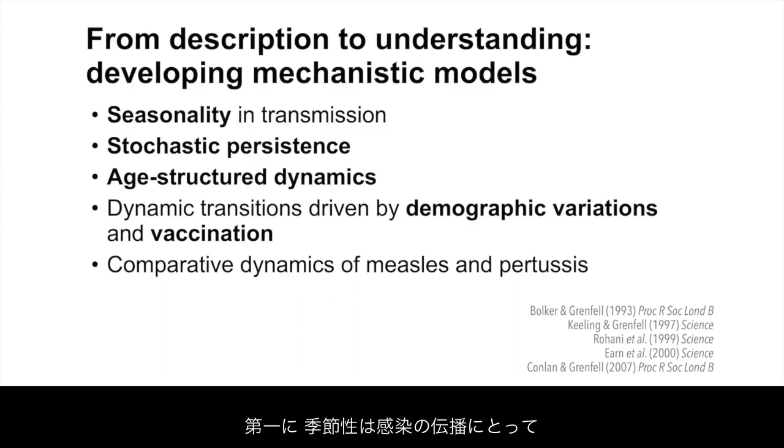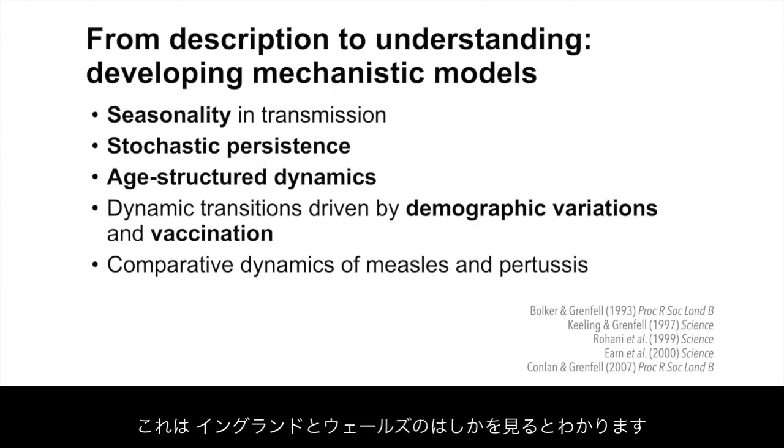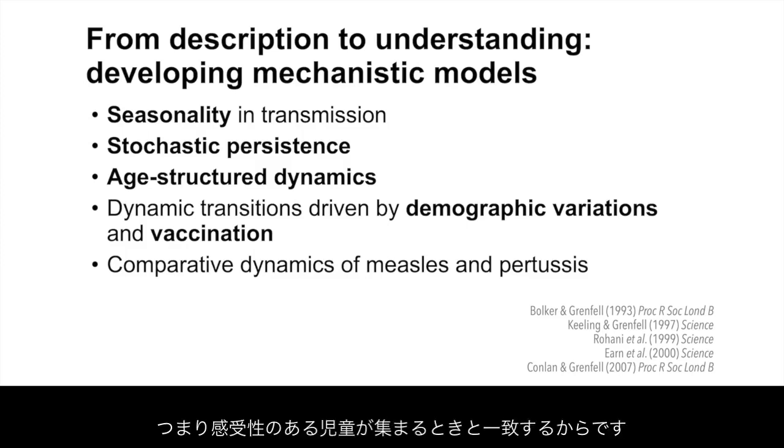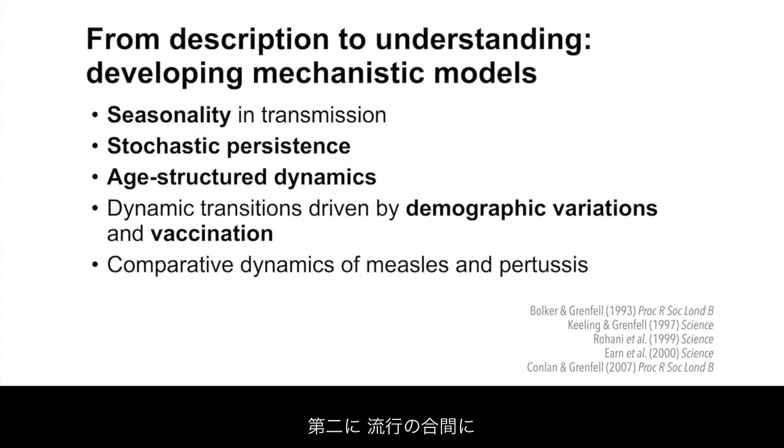Firstly, seasonality can be an important driver of disease transmission. We see this in measles in England and Wales, as epidemics coincide with the start of the school year when susceptible children gather. Secondly, how big does a population need to be before disease ceases to vanish from an area in the troughs between epidemics? This is the idea of critical community size and stochastic persistence.